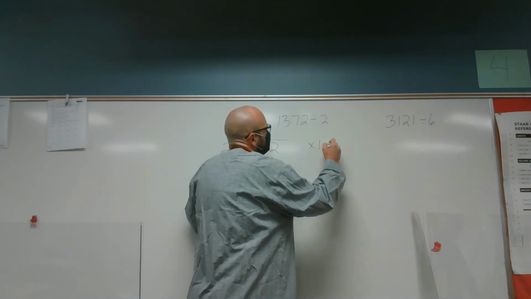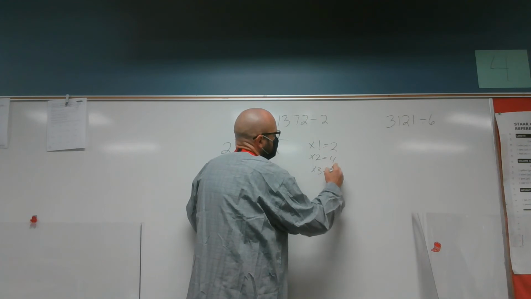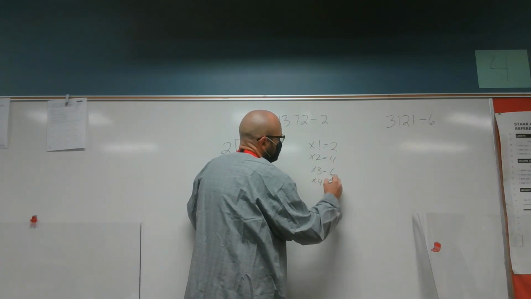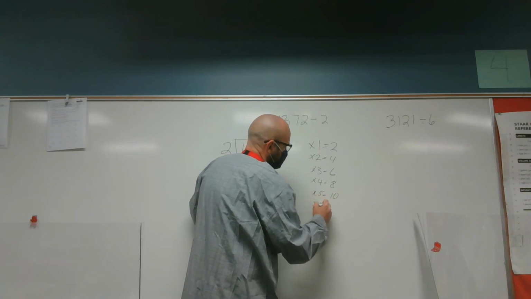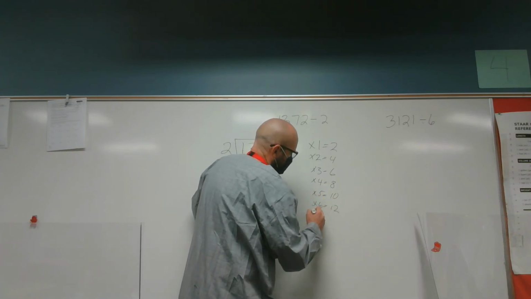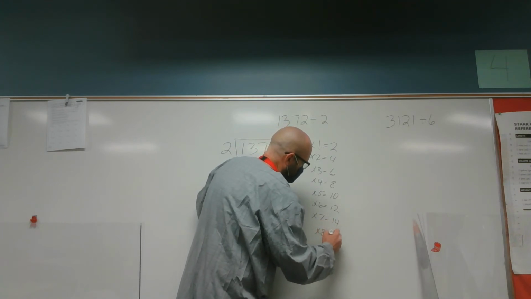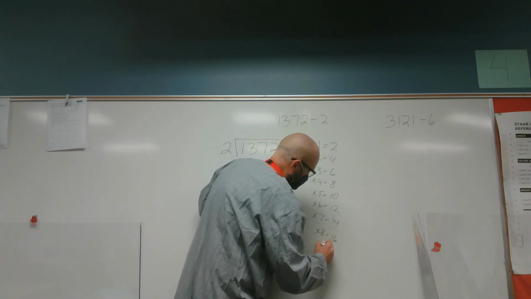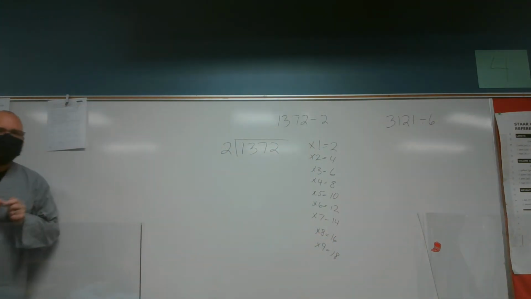So times 1 is 2, times 2 is 4, times 3 is 6, times 4 is 8, times 5 is 10, times 6 is 12, times 7 is 14, times 8 is 16, times 9 is 18. So there are my multiples of 2.